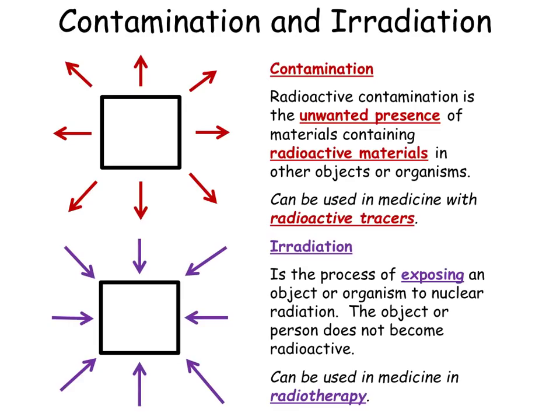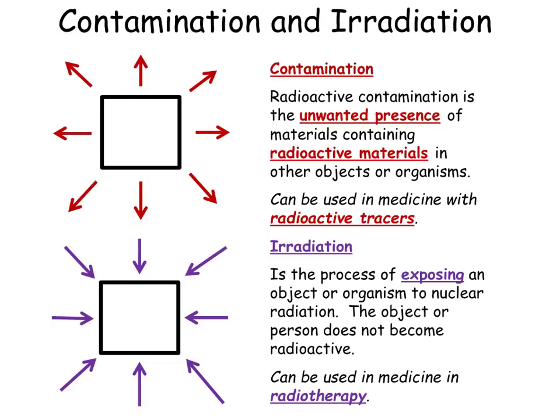We're now going to look at two more key terms, contamination and irradiation. Radioactive contamination is the unwanted presence of materials containing radioactive substances in other objects or organisms. So contamination is when the radioactive material is actually inside the substance. Here we've got a diagram that tries to illustrate that: the radiation is coming from within that material.